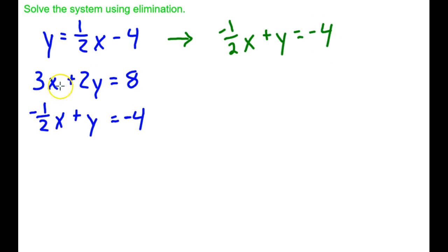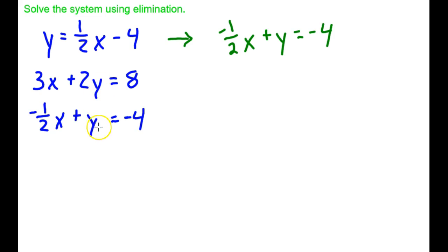So now I rewrite that equation down below, negative 1/2 x plus y equals negative 4. I'm looking at my x variable and my y variable. I want to eliminate one of those. So if one coefficient is positive in the first equation, it has to be negative in the second equation.